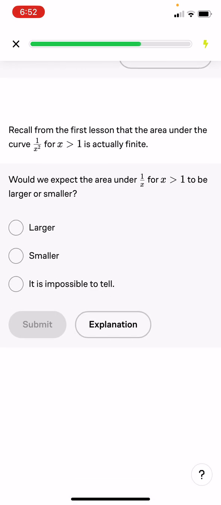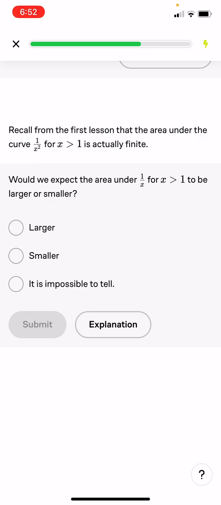Okay, now let's head to the next question. Recalling from the first lesson that the area under the curve 1 over x to the second for x more than 1 is actually finite, would we expect the area under 1 over x for x greater than 1 to be larger or smaller? So it's finite, it's real.